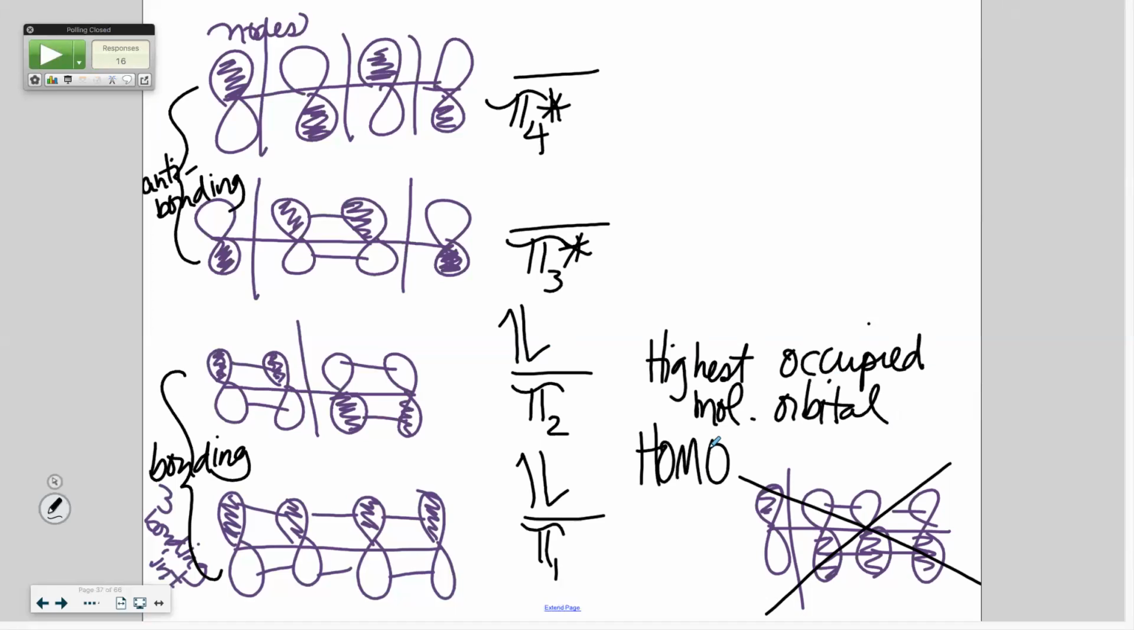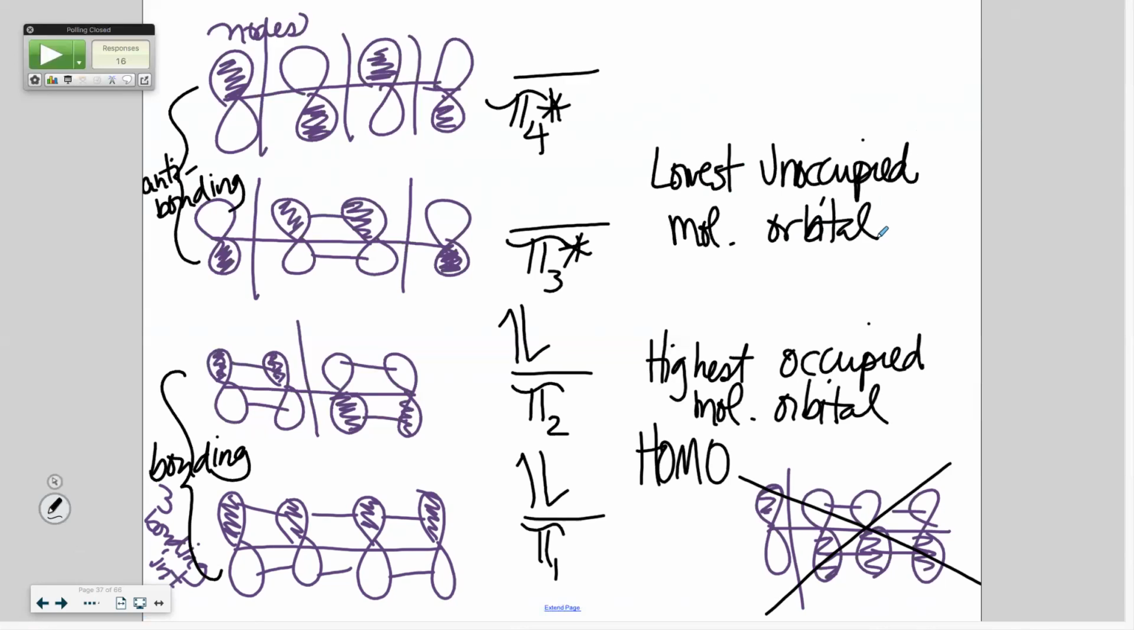Okay, what is the LUMO, the lowest unoccupied molecular orbital? Unoccupied. There isn't a LOMO. They didn't do that. Lowest unoccupied molecular orbital. Okay, it is pi 3 star. That's the LUMO. Okay, I'm going to put a line there just to keep it sorted.